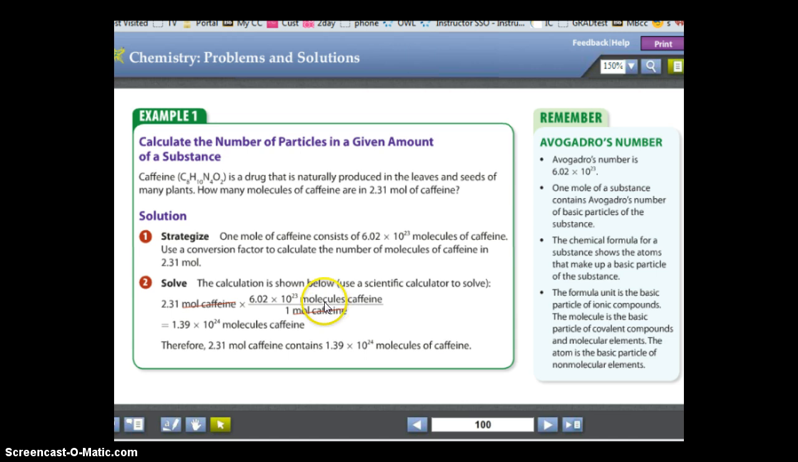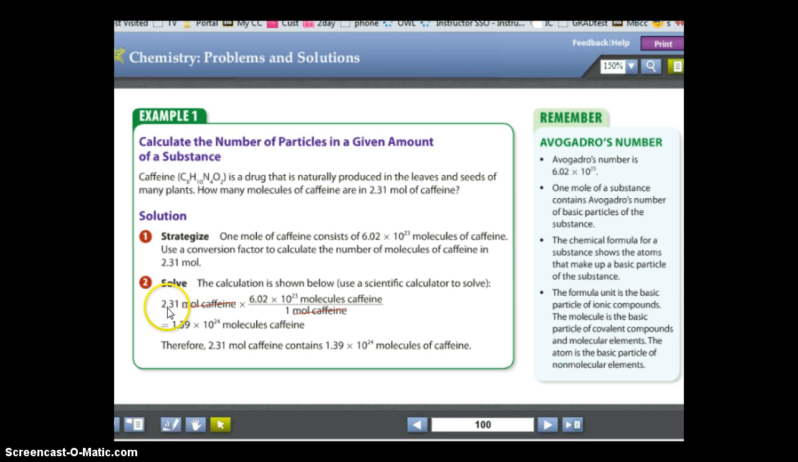Now remember from our previous lessons that the top and bottom have to equal each other, but in different units. So 1 mole of caffeine is the same as 6.02 times 10 to the 23rd molecules of caffeine. I have to put moles on the bottom. Why? So that it cancels with what I started with. Sometimes moles is on top, sometimes on the bottom. In this case, it's on the bottom, so it cancels with the original unit.